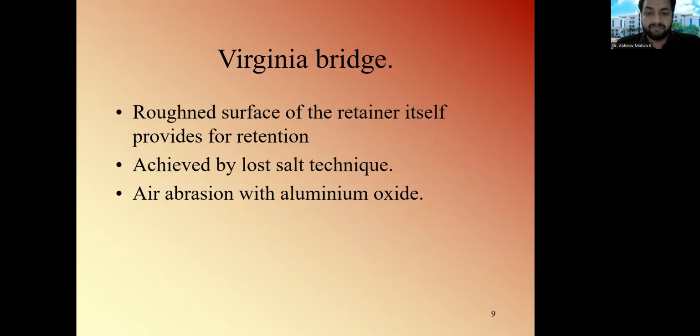And you have your Virginia bridge, where the reference surface of the retainer itself provides the retention, achieved by something called the Lost Salt technique. We do have another technique that uses air abrasion with aluminum oxide particles, which creates a very rough surface, suitable for better bonding strength provided by your resin cement. So these are the basic three designs of resin bonded FPDs, which have historic importance.